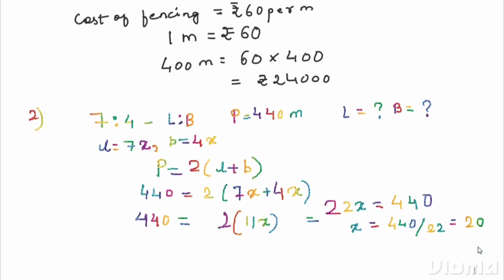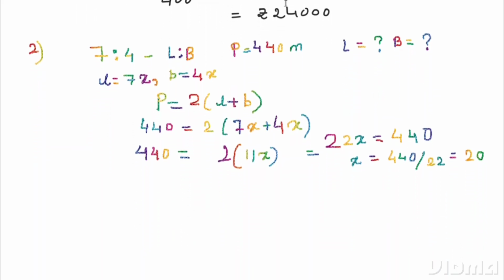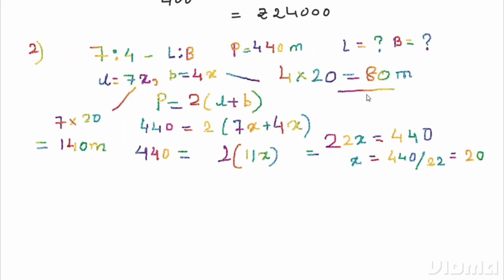Now I have got the value of x. Now what do I need to do? I need to find the length and breadth. As my length was 7x, I can do 7 multiplied by 20, which gives me 140 meter. So this is my length. And breadth is 4x, so I can do 4 multiplied by 20, which gives me 80 meter. So this is my breadth and this is my length. I have found out what was asked in the question. This is very simple.